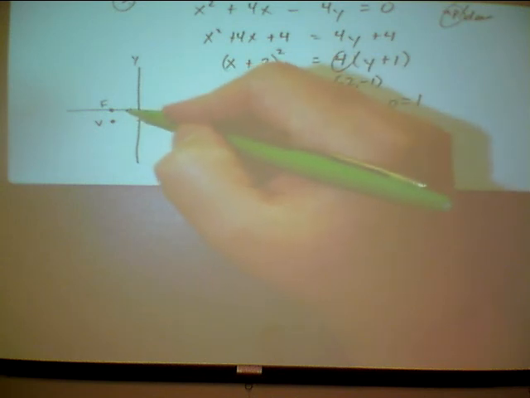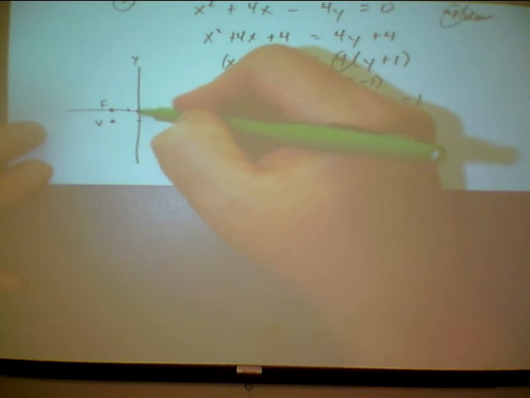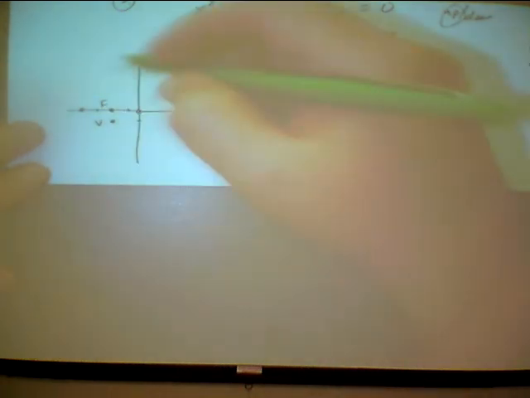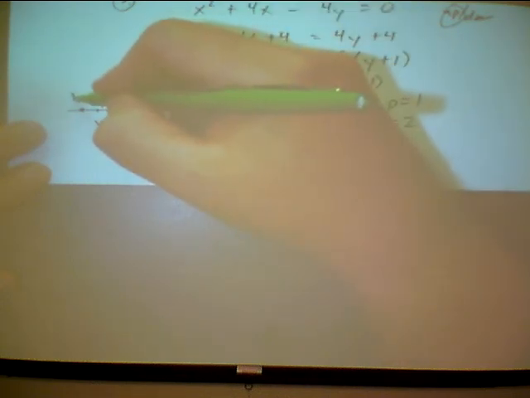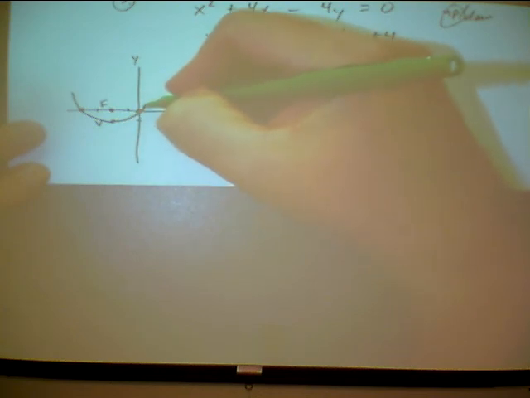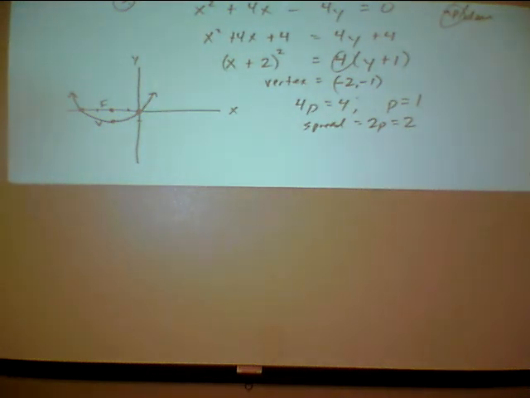Now from the focus, I'm going to go 2 to the right and 2 to the left. And now with those 3 points, I can try and draw my parabola. All right, so hopefully you're getting the hang of it now, and when you do the problems on your own, you'll be able to graph these pretty quickly.